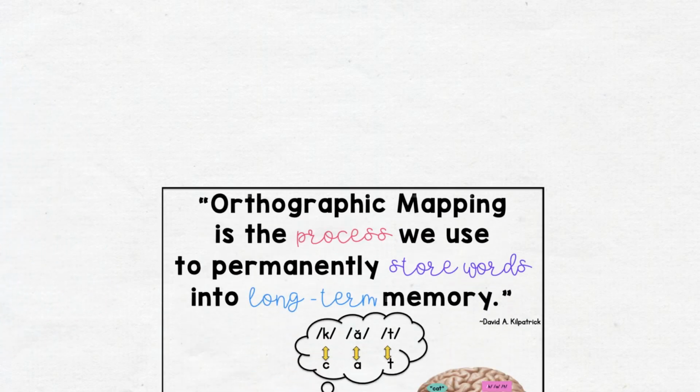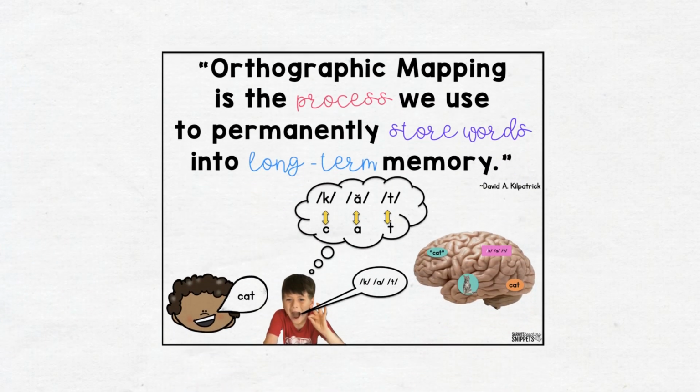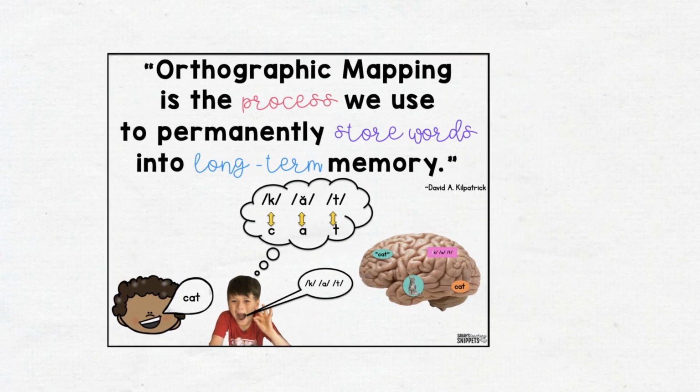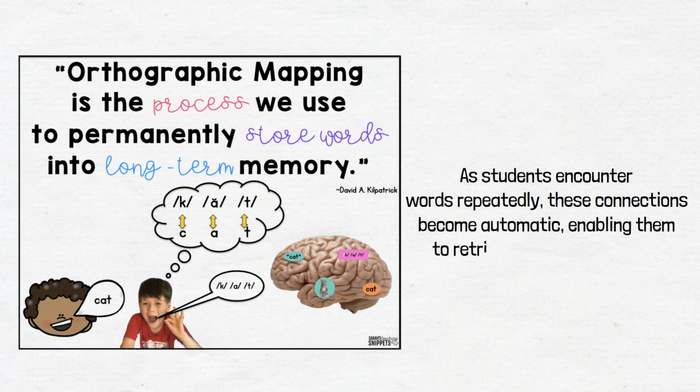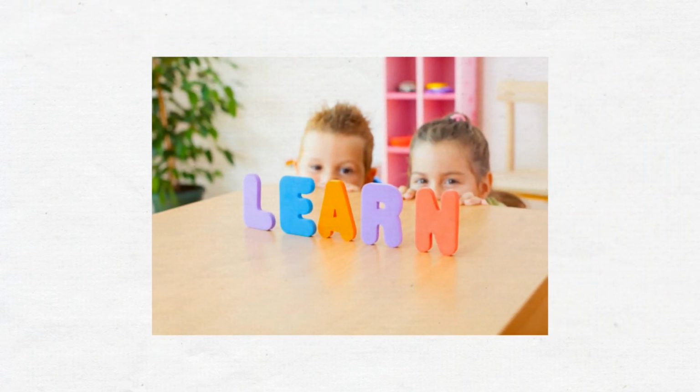Orthographic mapping underpins the ability to recognize high-frequency words and develop fluency. This process relies on students' decoding skills to connect the sounds and patterns of words with their written forms. As students encounter words repeatedly, these connections become automatic, enabling them to retrieve words effortlessly. For instance, teaching high-frequency words through phonics allows students to link letter-sound relationships with the visual forms of words. This approach not only builds sight vocabulary, but also strengthens the connection between decoding and comprehension.